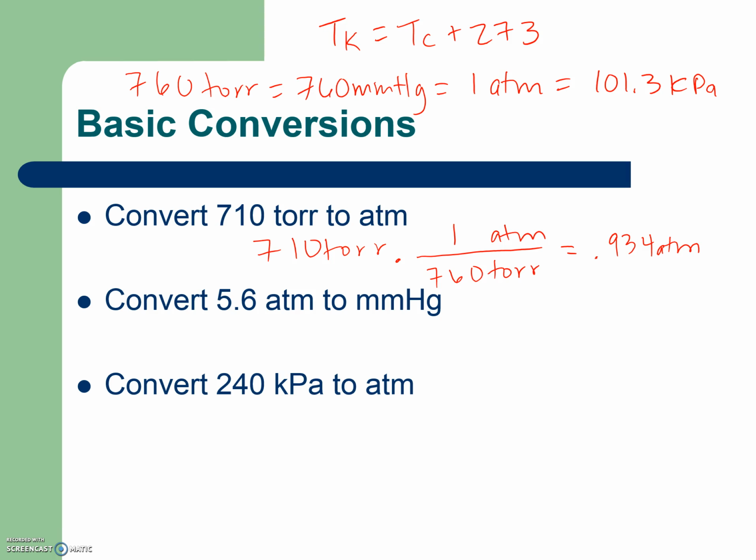If I want to convert atm to millimeters of mercury, I'm going to do the same thing, 5.6 atm. I want to get rid of atm. I want to convert to millimeters of mercury. Again, the number in front of atm is 1. The number in front of millimeters of mercury is 760. And so I can go ahead and take my 5.6 and multiply it by 760, and I get 4,256.